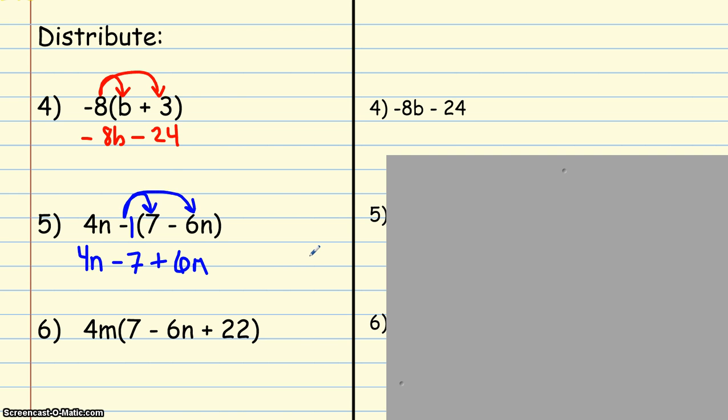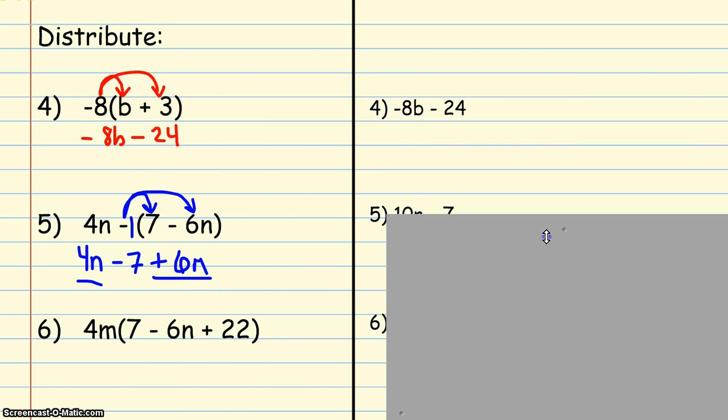This time we are not quite done, because as you take a look, you might see some like terms. Our like terms are 4n plus 6n. So let's combine these. Let's simplify them. 4n plus 6n is 10n. This minus 7 isn't like anything else, so we just have it come along. So our final simplification after we distribute is 10n minus 7.